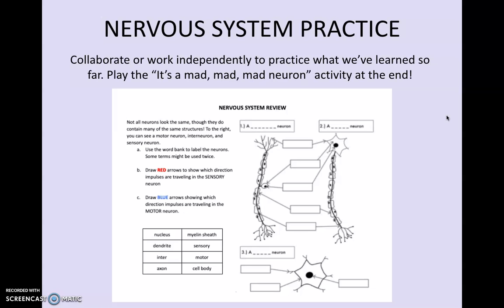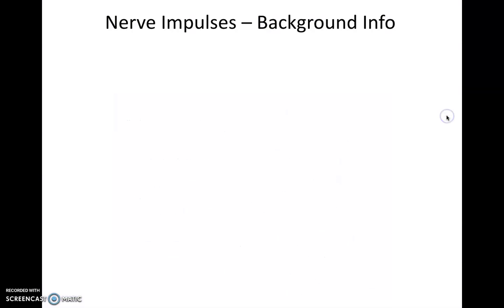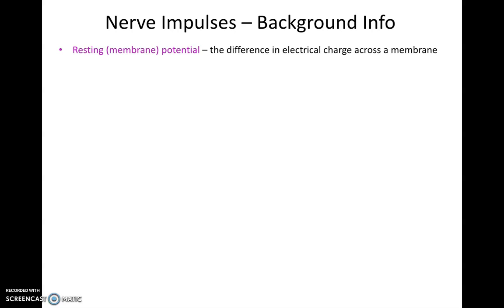But what's going on with that impulse? How is that actually happening? That's what we're going to talk about now. So some background info that you're going to need to know in order to understand how a nerve impulse works. First of all, we're going to hit some vocab.